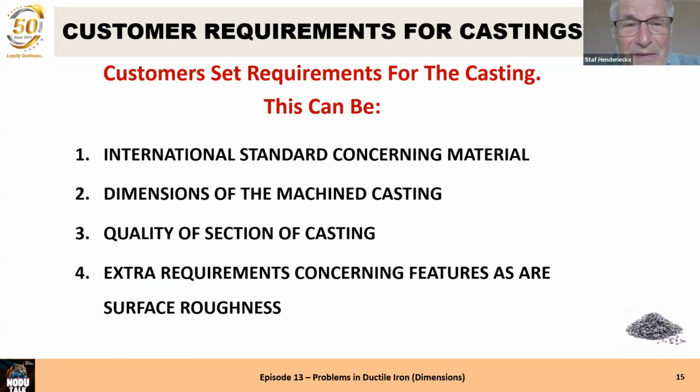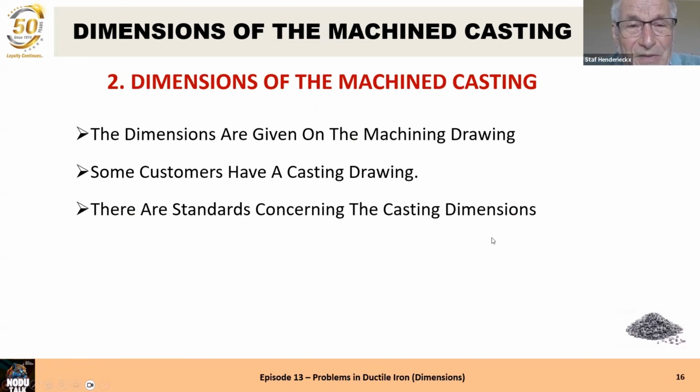So the customer is the one who sets the requirements for every casting, and the international standards concern material. We have the dimensions of the machine casting. We have the quality of the section of the casting, and we have extra requirements concerning the features such as surface roughness. These are the four types of requirements that the customer can put when he orders a casting. So the dimensions, that's the topic for today.